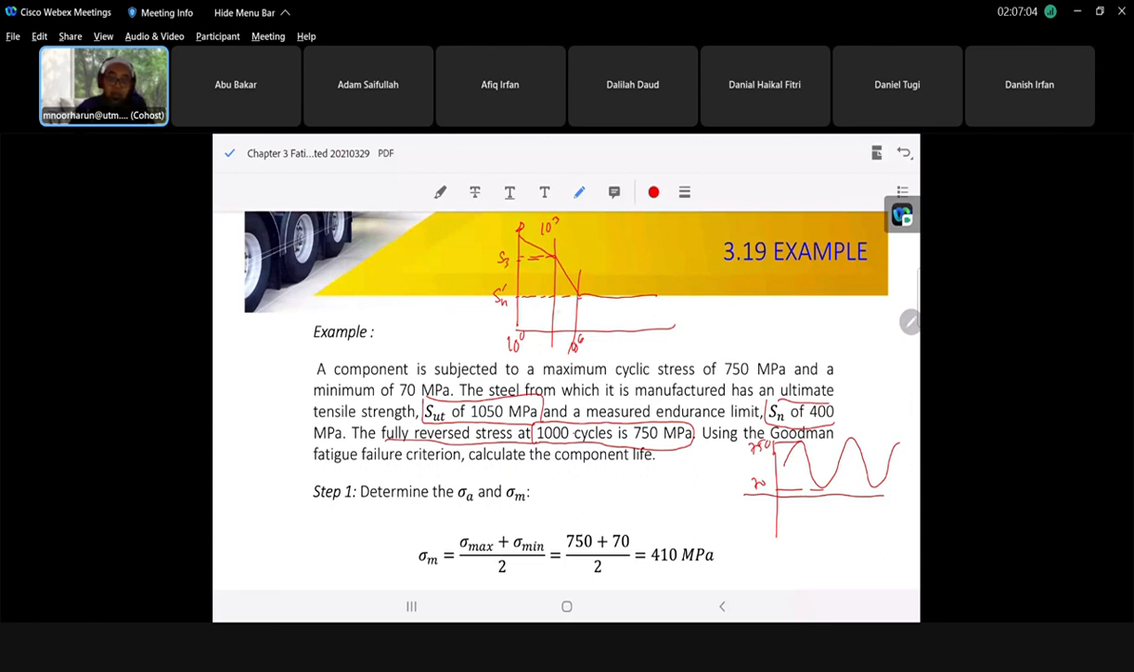Okay, ada 1000. So this S3 is 750. S3 dia ni, the value of S3 ni 750 megapascal. Using the Goodman fatigue failure criteria, calculate the component life. Okay.